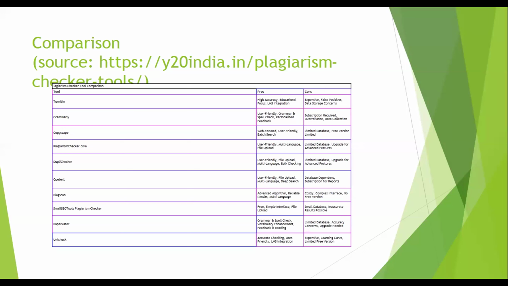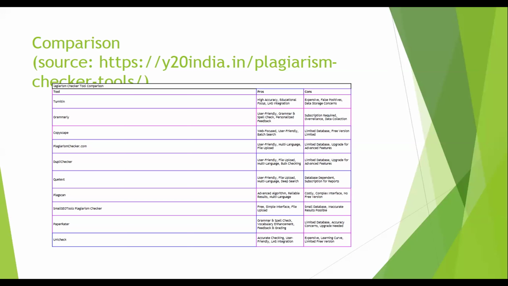And when it comes to Copyscape, it has a very limited database when it comes to plagiarism checking. And all these are free. And you have something called Duplichecker, where you have both a free version as well as a premium version. If you go with the premium version, it has a better database, but when you go with the free version, it has a limited database.